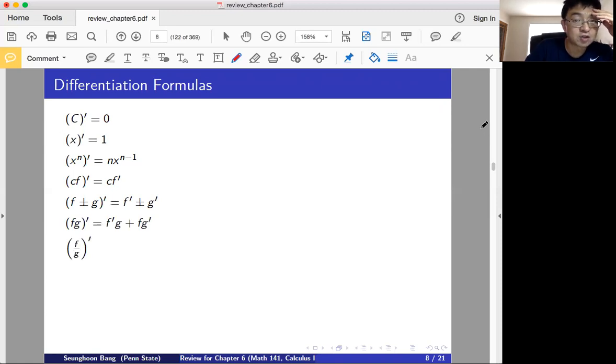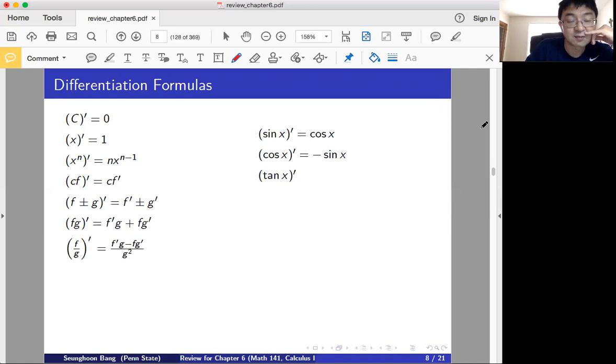f over g prime, you can do the quotient rule: top prime times bottom minus top times bottom prime, over bottom squared. Sine prime is cosine. Cosine prime is negative sine. Tangent prime is secant squared. Cotangent prime is negative cosecant squared. Secant prime is secant times tan. Cosecant prime is negative cosecant cotangent.